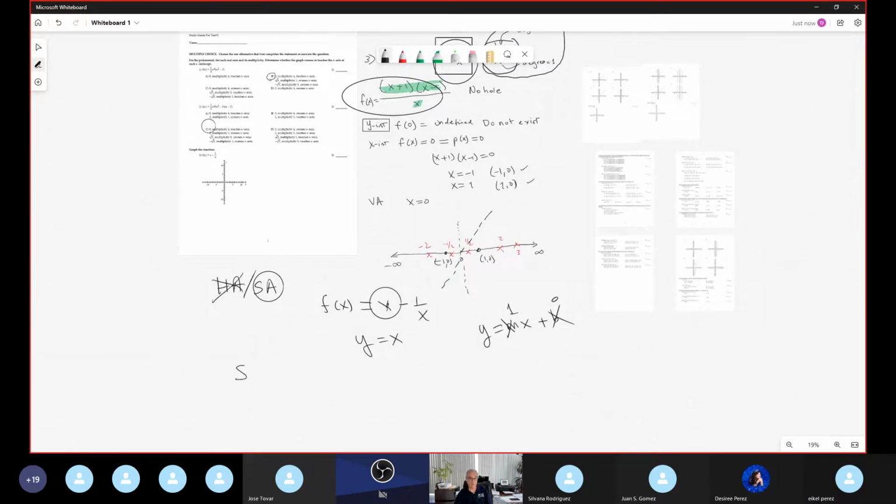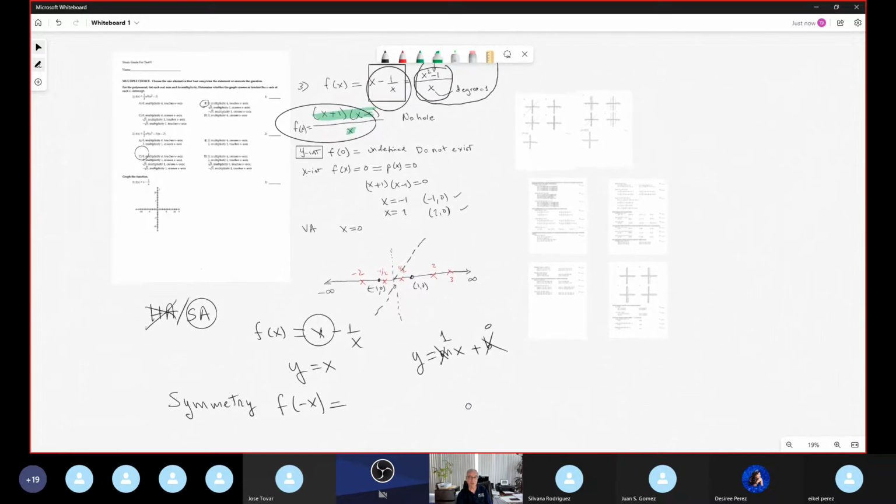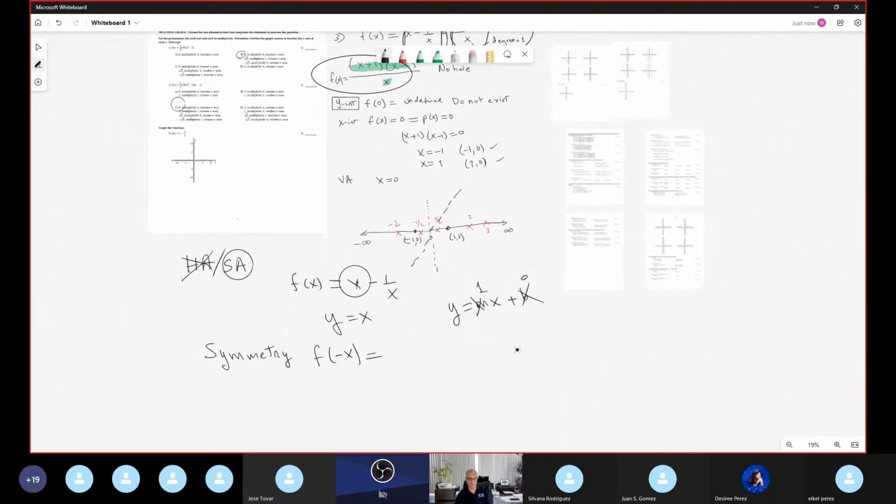Now, finally, the symmetry. To test the symmetry, you replace x with -x, and let's see what happens. In the original, f of x is x minus 1 over x, and you now replace x with -x. So minus x minus 1 over minus x. This is minus x plus 1 over x. Wow, and when you compare this and this, it is identical, except it's completely the opposite sign.